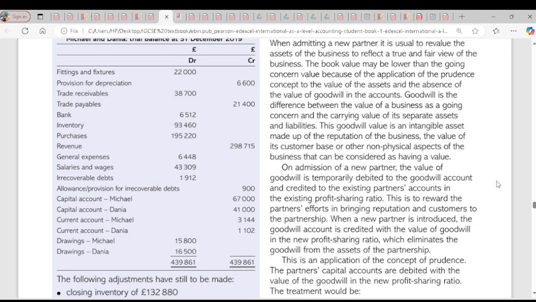In our current liabilities, we go to our trade payables. Our trade payables here are 21,400. You add it to 171,192, which is 192,592. Perfect.